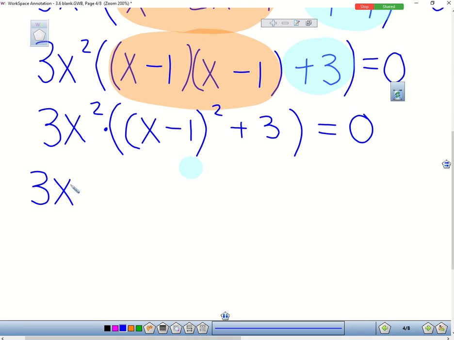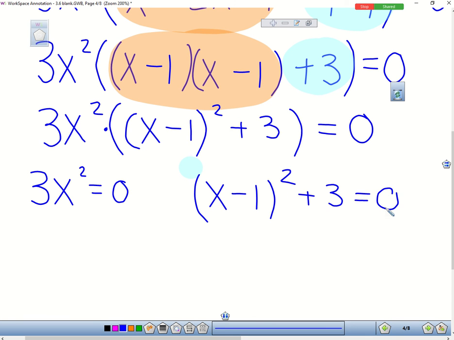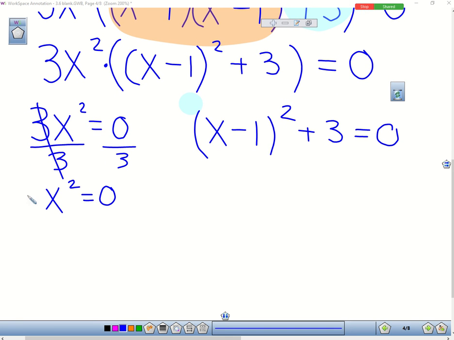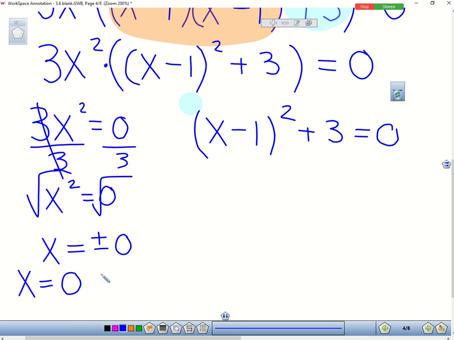So this becomes 3x squared equals 0. And this becomes (x - 1) squared plus 3 equals 0. And I'm going to solve these as individual equations separately. So I'm going to solve this one over here. So the first thing I'm going to do is divide both sides by 3. And that's going to give me x squared is equal to 0. Now how do we get rid of a square in math? Square root it on both sides, which leaves me with x equals plus or minus 0. Well, positive 0 and negative 0 are the same thing, so we end up with two solutions, which are x equals 0 and x equals 0. So they're two identical solutions.